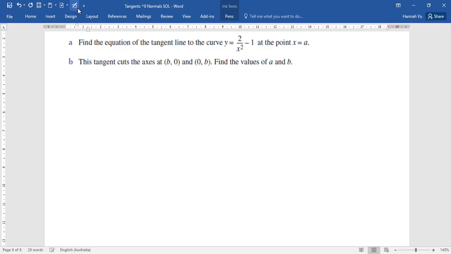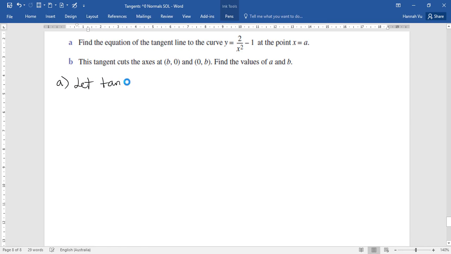And this is the final question, question 8. Oh, I think this is going to be messy. So you need to first of all find the equation of a tangent to this curve, but at the point x equal to a. So we don't actually know what a is. I'm just going to start with the usual.